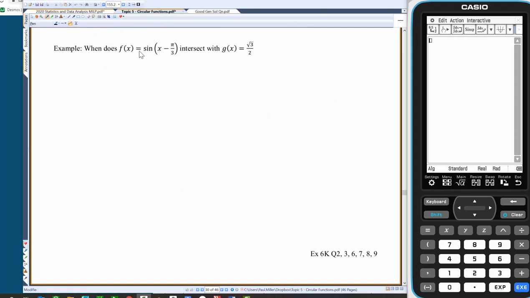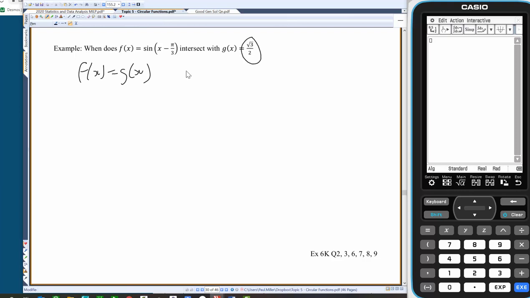All right, this last example, we're looking at when two functions intersect each other. And don't be deceived, this is just a simple equate them. So we're going to let f of x here equal g of x. And it just so happens that g of x happens to be root 3 on 2.